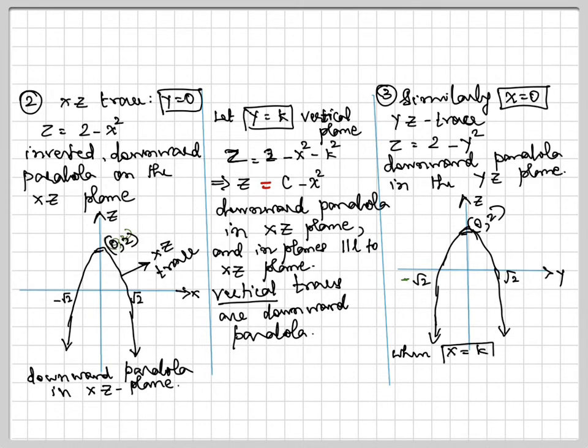When x equal to a constant, different constants, all the vertical traces will end up as a family of parabolas on the yz plane. Again, a downward parabola.